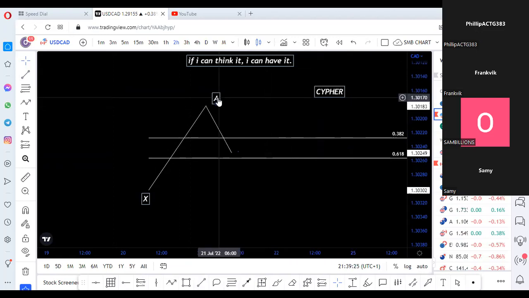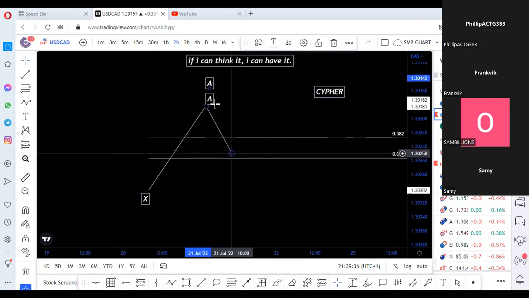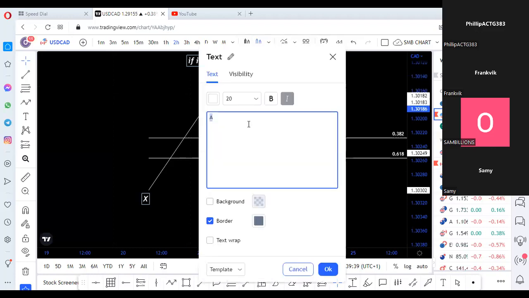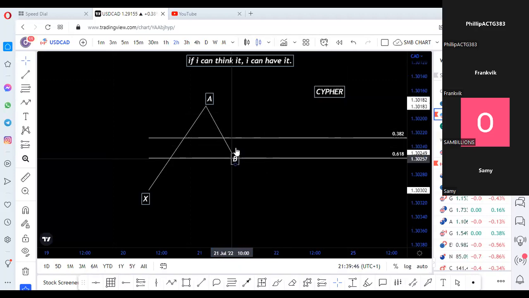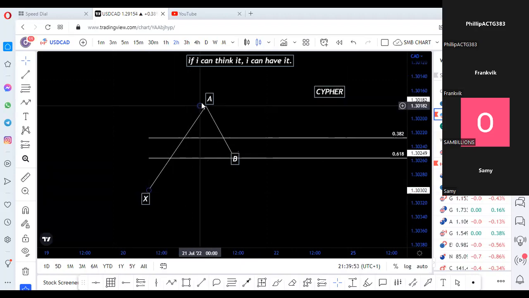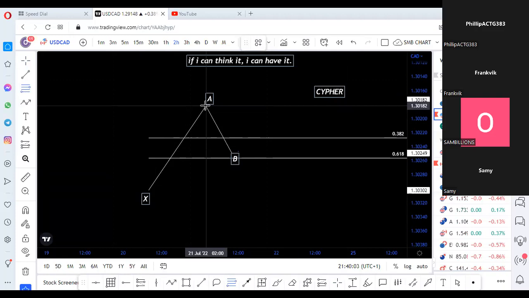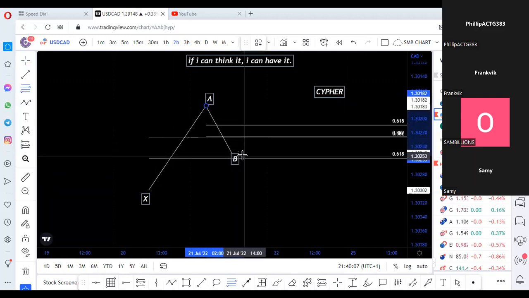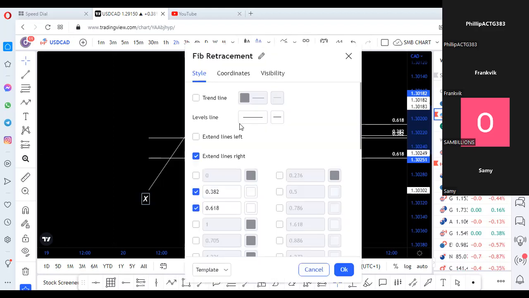All right. Thank you. So now, after that, let's say this is our point B. Now, the next leg is the C leg. After you've gotten X, A, and B, the next thing is to get your C leg. And that will be by taking your fib from point A to point B. That's an extension.